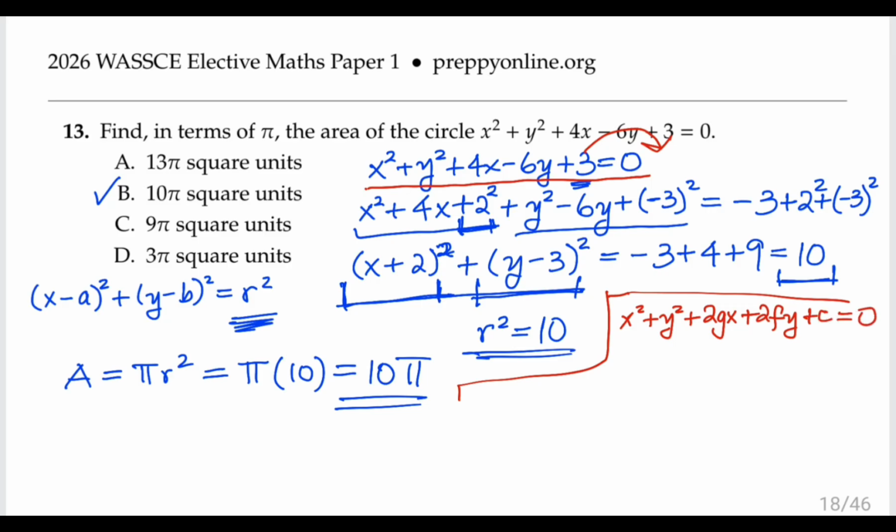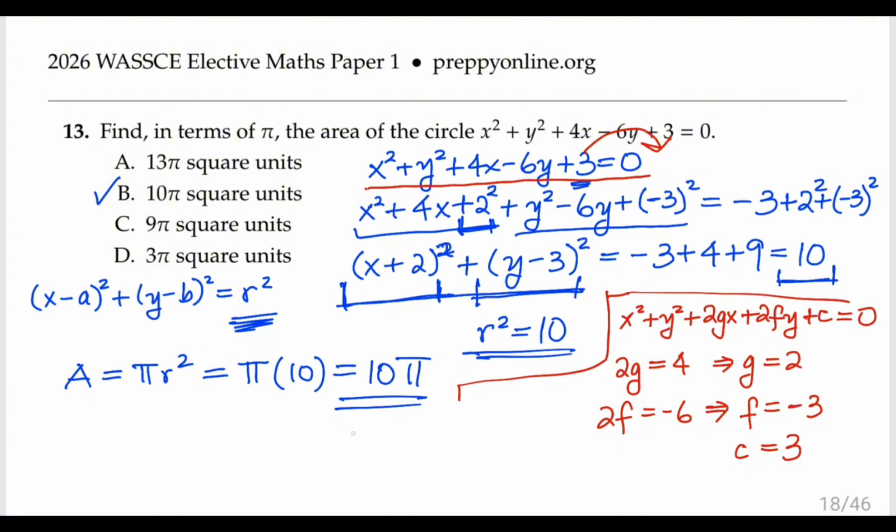So here, what is our 2g equal to? Our 2g is just the coefficient of x, which is 4. That implies that our g is equal to 2. What about our 2f? That's the coefficient of y, which is minus 6. So this implies that our f is minus 3. And then our c is the constant term, which is 3.